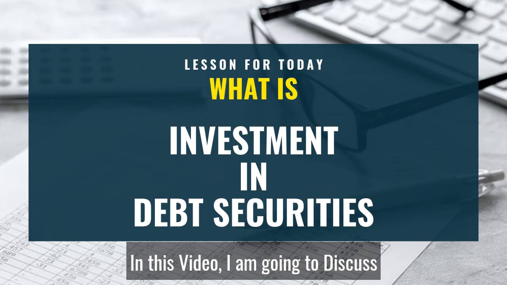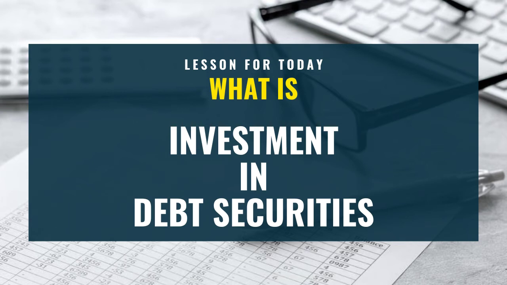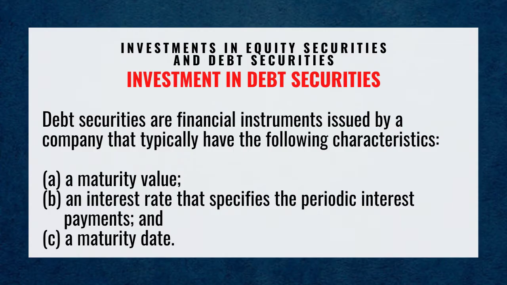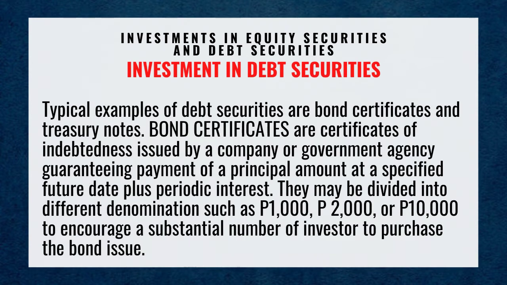In this video, I am going to discuss investment in debt securities. Debt securities are financial instruments issued by a company that typically have the following characteristics. Letter A, maturity value. Letter B, an interest rate that specifies the periodic interest payments. And letter C, a maturity date. Typical examples of debt securities are bond certificates and treasury notes.